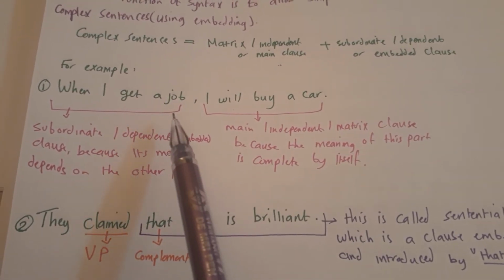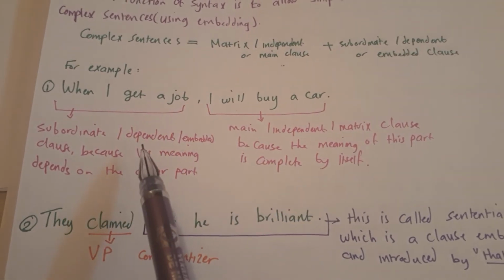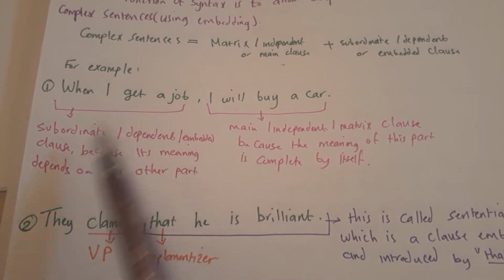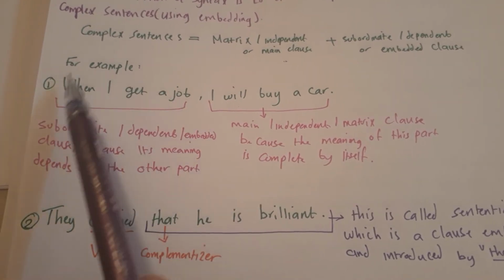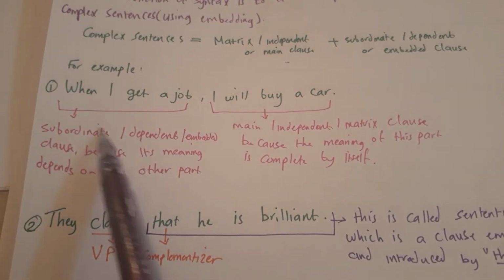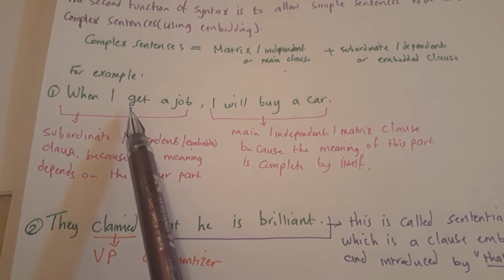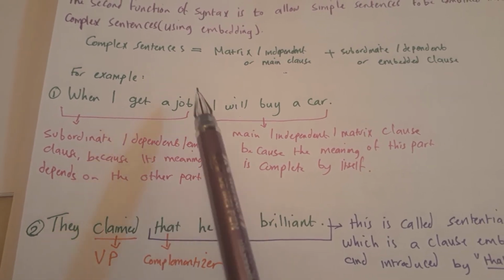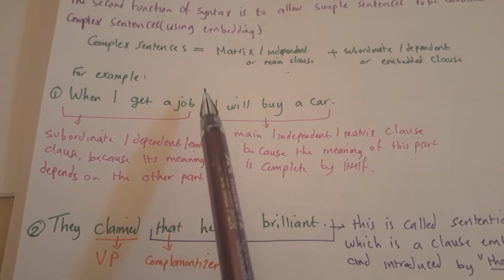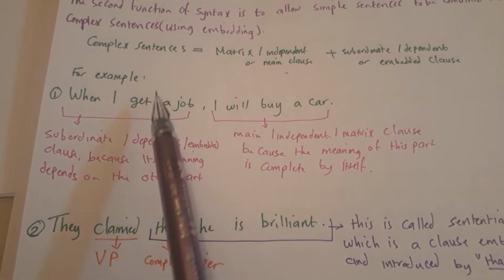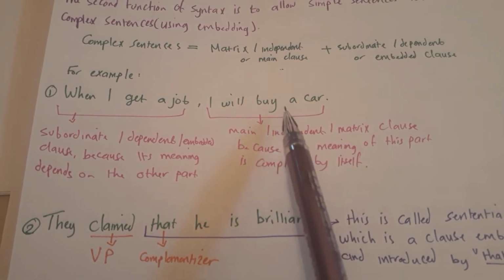So, when I get a job, I will buy a car. As you can see, we have two sentences. One of them depends on the other. So, when I get a job, the meaning here is not finished, is not complete. So we can say that this is the subordinate clause. I will buy a car. As you can see, the meaning here is complete. I don't need another sentence to complete the meaning here. So we can say that this is the main clause.